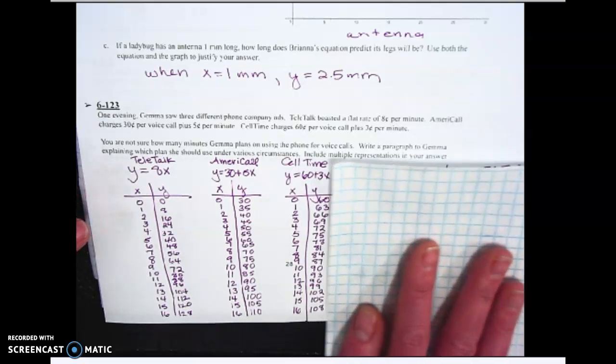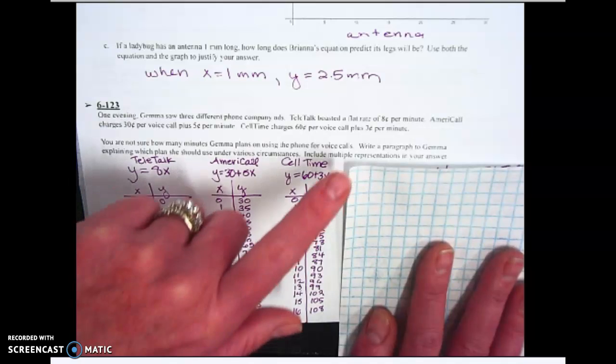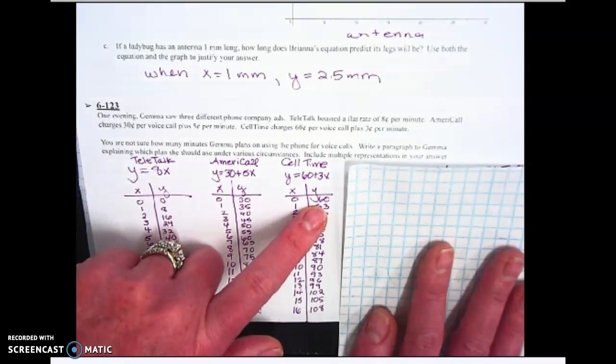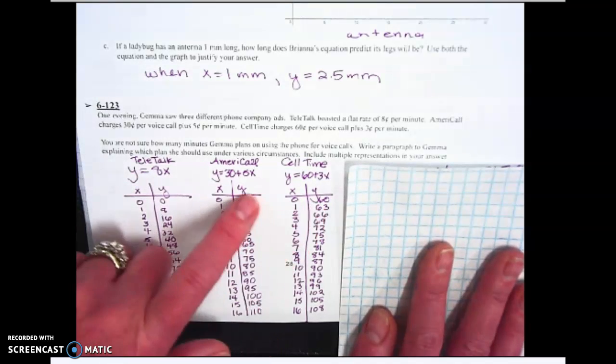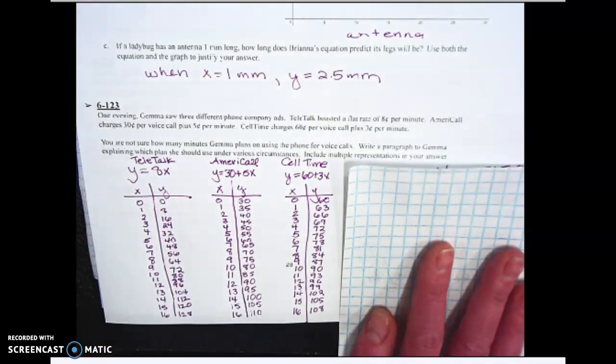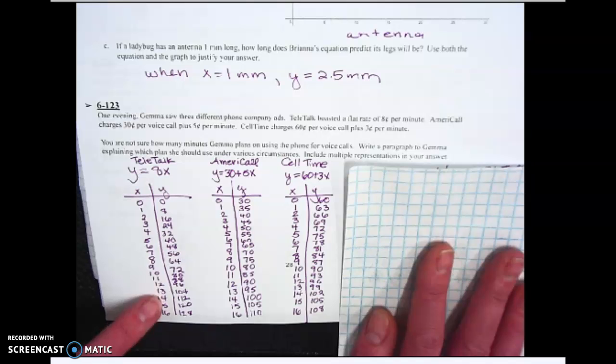And the third phone company she looked at was called Cell Time. They charge 60 cents for voice calling, plus 3 cents per minute. So first you multiply times 3, then you add the 60. So for 0 minutes, it's the most expensive. She never uses it. That's the most expensive one. But eventually, look down at the bottom, at 16 minutes, she's only paying 108 versus 110 or 128.